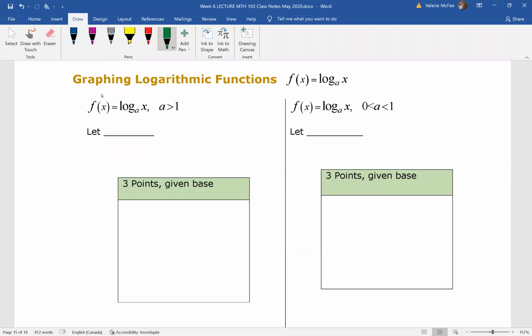So we won't look at log functions at all for this test. But again, this is a good place to practice because you're already practicing exponential function graphs. This is simply the inverse.